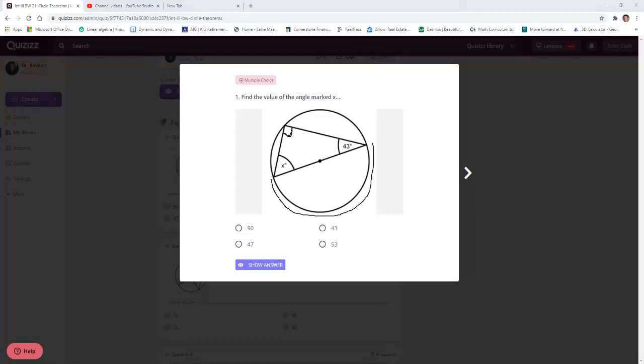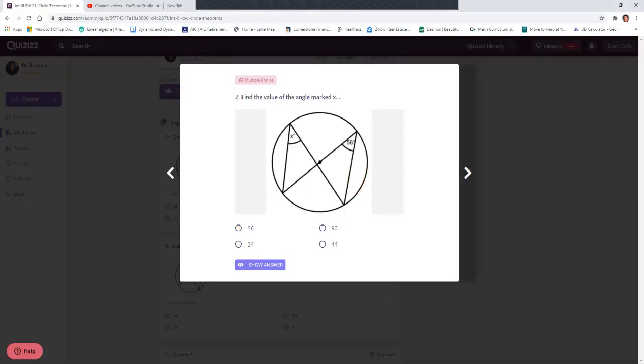Let me change colors here just so we can have an idea. This angle here, this right angle, is the inscribed angle to this arc here, which is 180 degrees. And the formula that we learned says that the measure of an inscribed angle is 1/2 of its intercepted arc. So the answer would be 90.